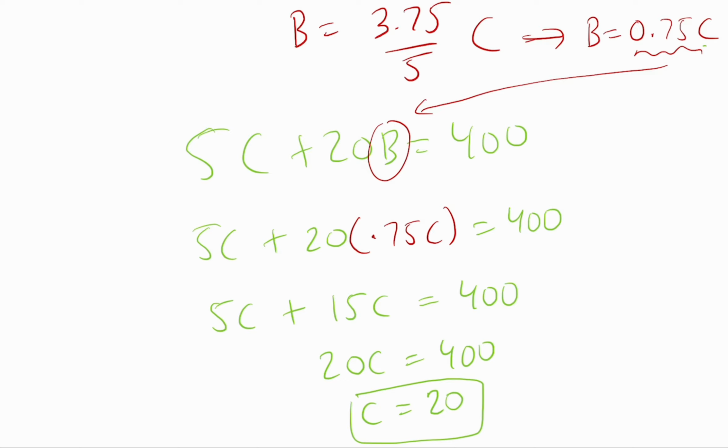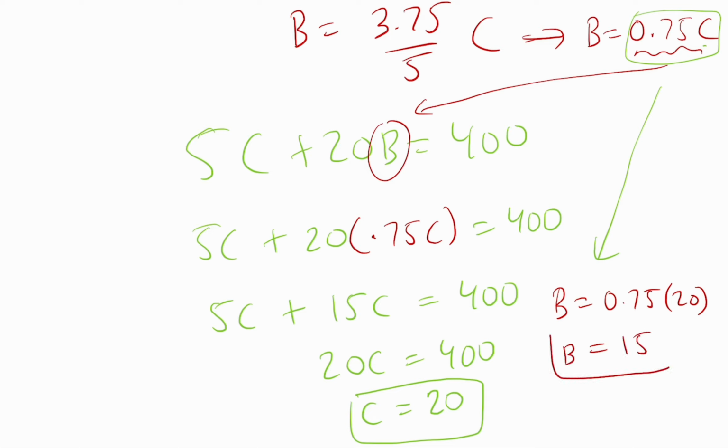And for b, you don't necessarily need to do all this math. We already knew that b was 0.75c. So b is going to be 0.75 times c, which is 20. And that's 15. 0.75 times 20 is 15. So our final answer is that your optimal bundle is B is 15, C is 20.